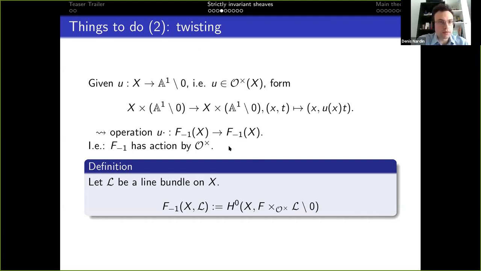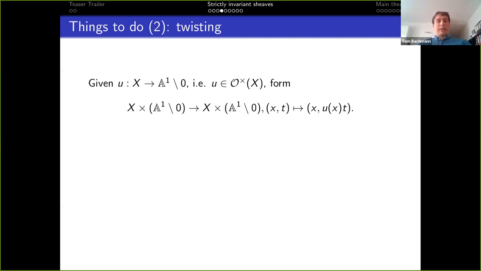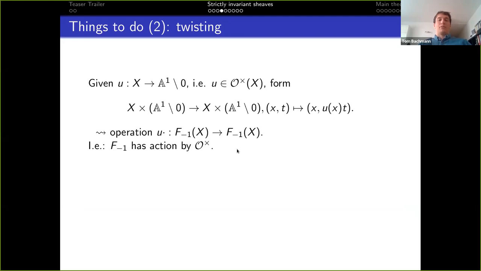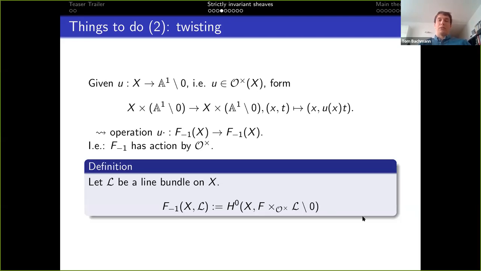Sorry. Can I interrupt you for a second here? Sure. Shahar has asked if this is the action of S1 on the free loop space. Maybe let me see if we can unmute. I mean, the free loop space is this guy. This is basically the free loop space. So this F minus one is not the free loop space, but it's surely related to that. Is that right, Shahar? Okay. He muted himself again, so I guess he's satisfied.